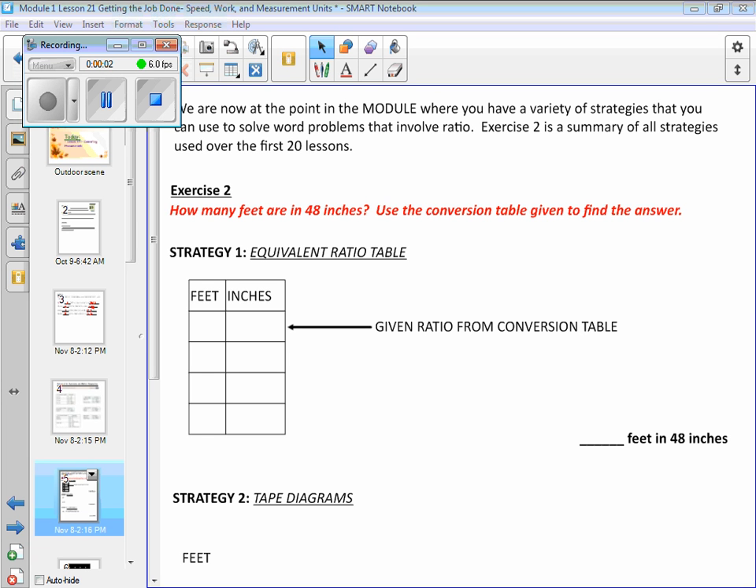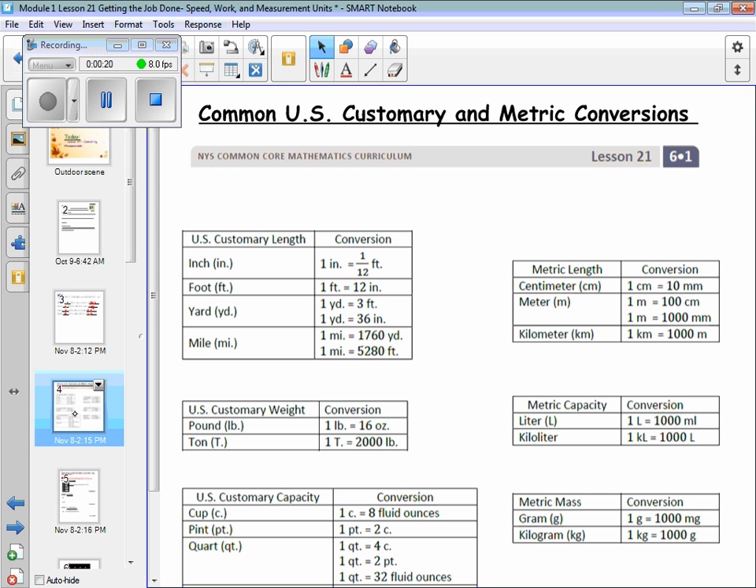We're going to recap all 5 strategies that we've used in the first 20 lessons. How many feet are in 48 inches? Use the conversion table given to find the answer. So what we're going to do, the first strategy, is the equivalent ratio table. You're going to go to the conversion table and find the given ratio for inches and feet.